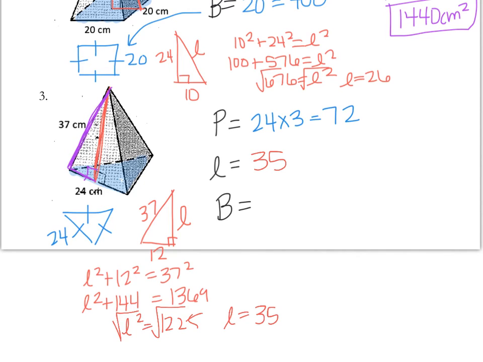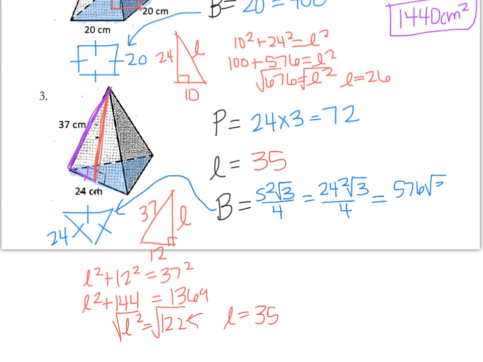And now big B. Big B, we're looking back at the base. That means we have to find the area of that base, which means we have to use the special formula because it's an equilateral triangle. Side squared, radical 3 over 4. So that's going to be 24 squared, radical 3 over 4, which is 576 radical 3 over 4. And then if we divide, we get 144 radical 3.